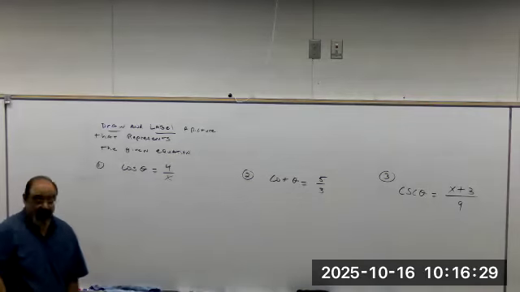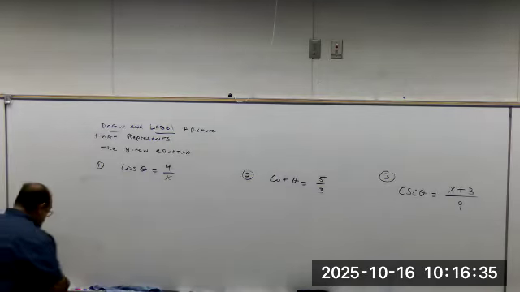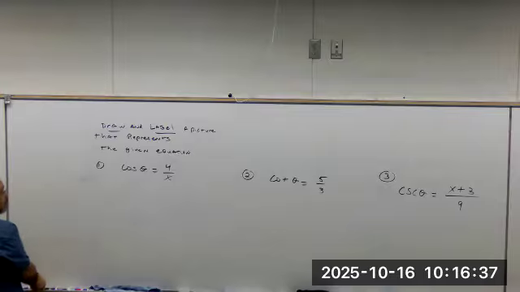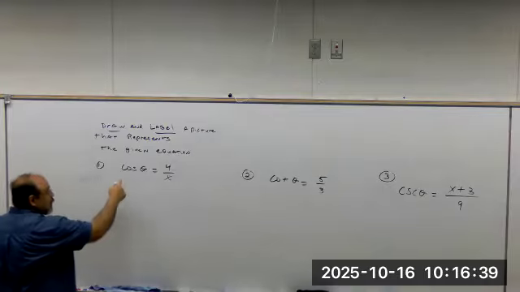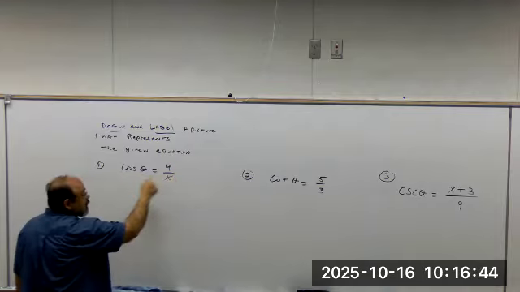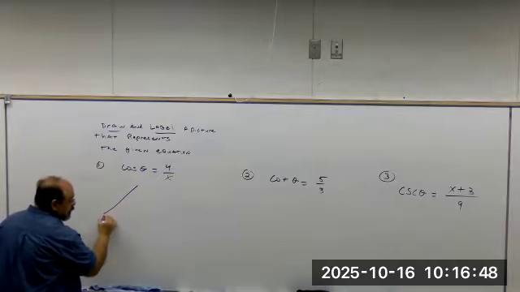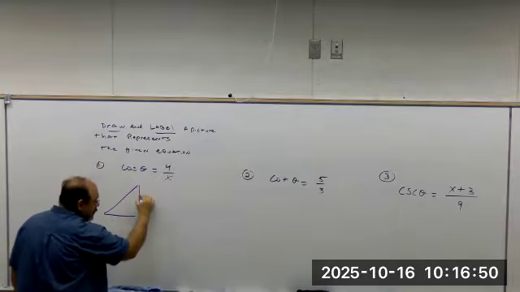Essentially the whole thing is graph and label, graph and label, to bring them down. So this is 5.6 stuff. So cosine of some angle theta is equal to 4 over x. Cosine is what over what in a right triangle?